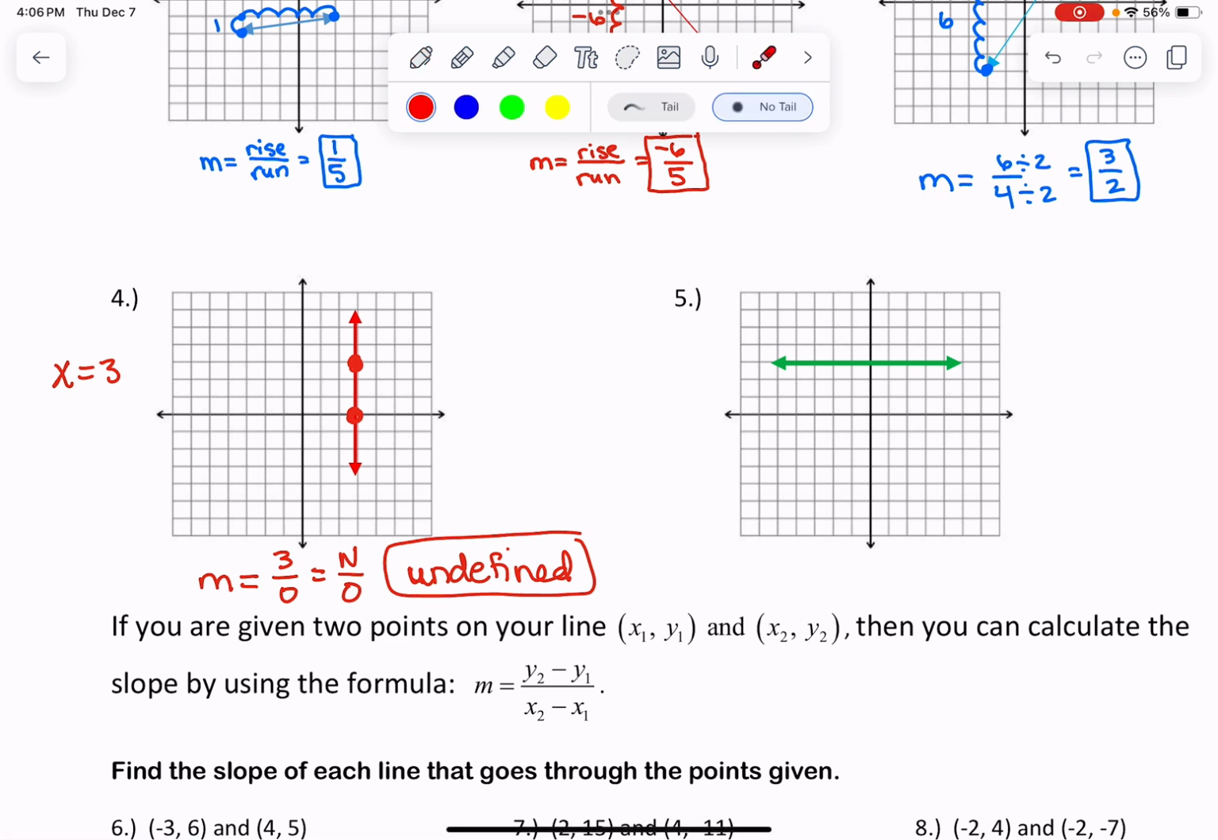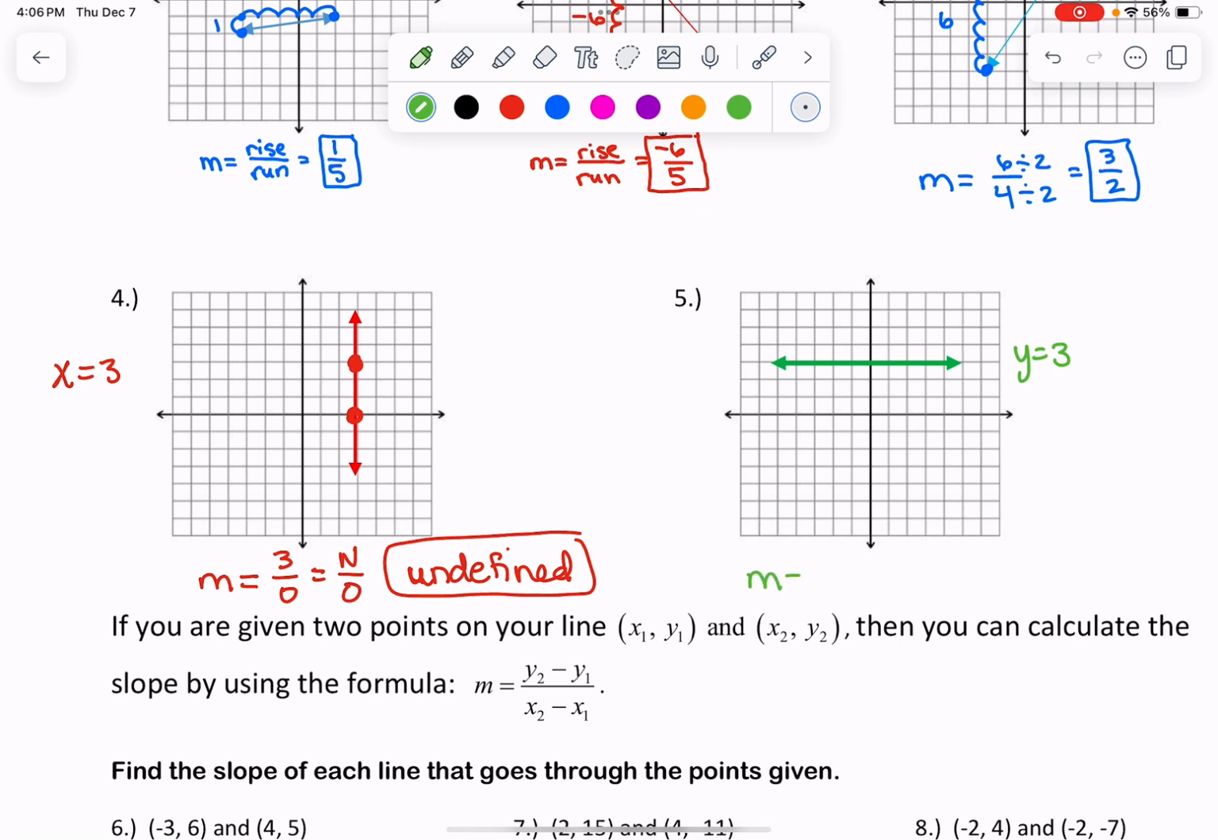So all vertical lines have a slope that's undefined. If you think about it, if I'm moving across left to right and I get to here, I'm going to fall off. So it's undefined. There is no slope. On the other hand, if we have a horizontal line like number 5, here we have the line y equals 3.